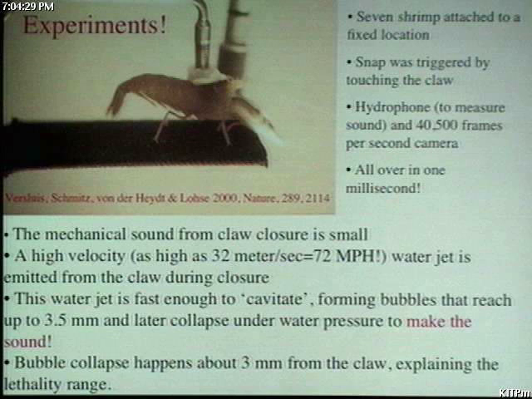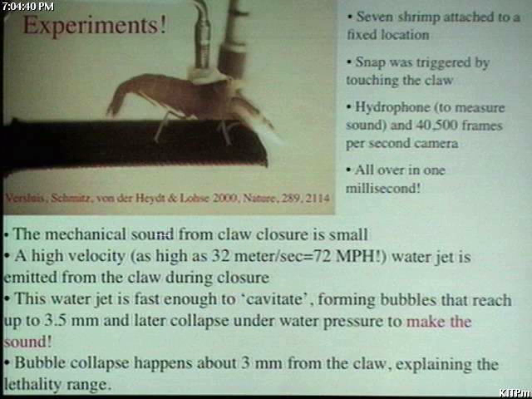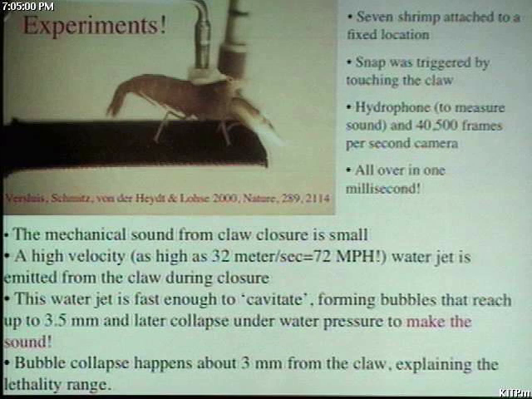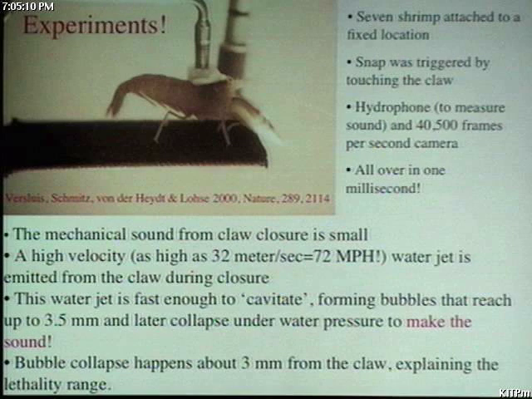So the first thing they found immediately was that the mechanical sound from this claw closure was actually quite small. That this was not the big noise. That a high-velocity water jet is emitted from the claw during closure. Jaws open, there's water there. When it closes, it creates a jet of water. And that jet of water comes out at 70 miles per hour. Okay? Now, this they knew about. Because actually it's a signaling mechanism. They actually use this to signal their neighbors, their friends, not their enemies, to let them know, hey, I'm close by, you might want to stay away, this is my area.